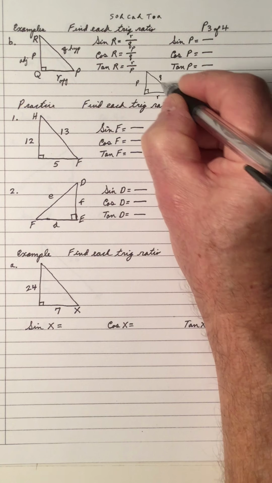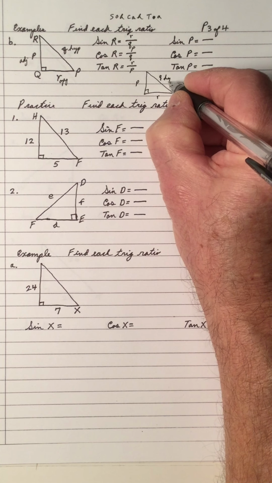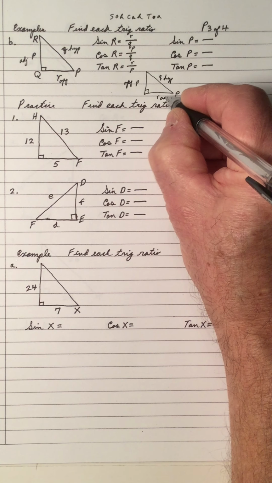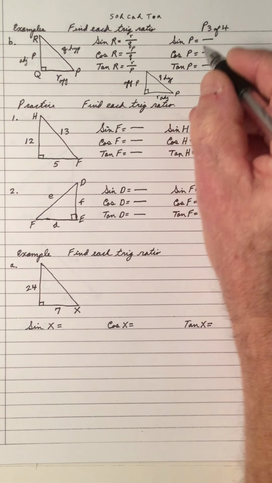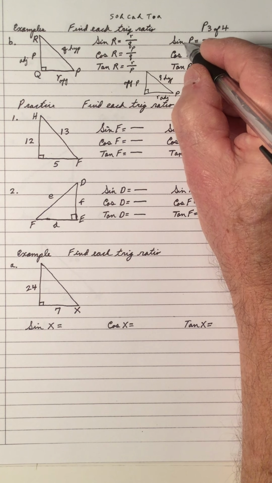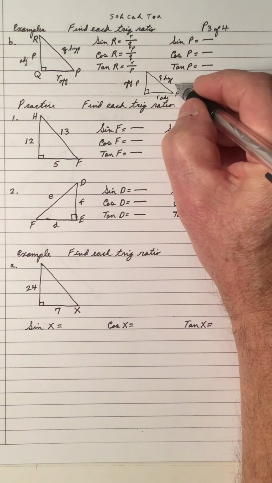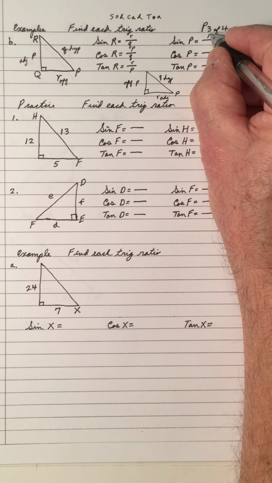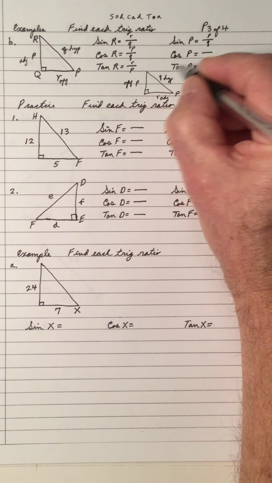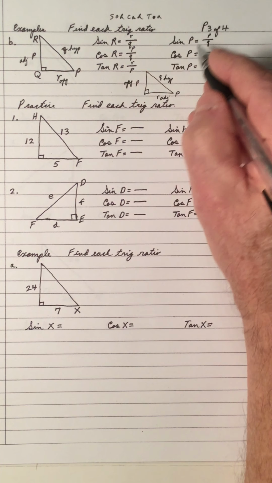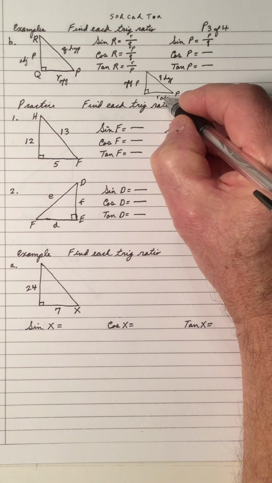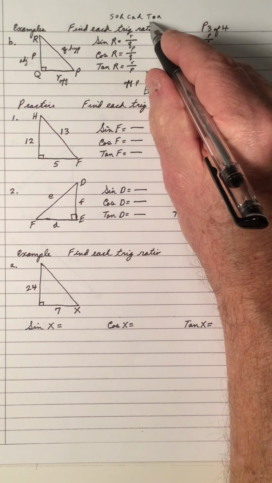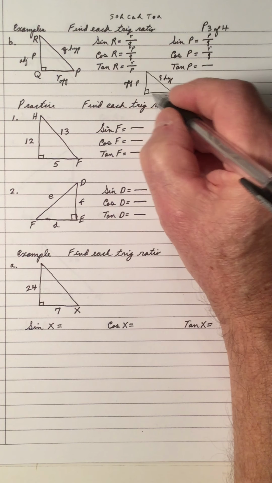In terms of angle P, this is still the hypotenuse. This is the opposite side, and this is the adjacent side in terms of angle P. So the sine of P, sine is opposite over hypotenuse, opposite is P over Q. Cos is adjacent over hypotenuse, so cos is R over Q. And tan of P, tan is opposite over adjacent, so it's P over R.